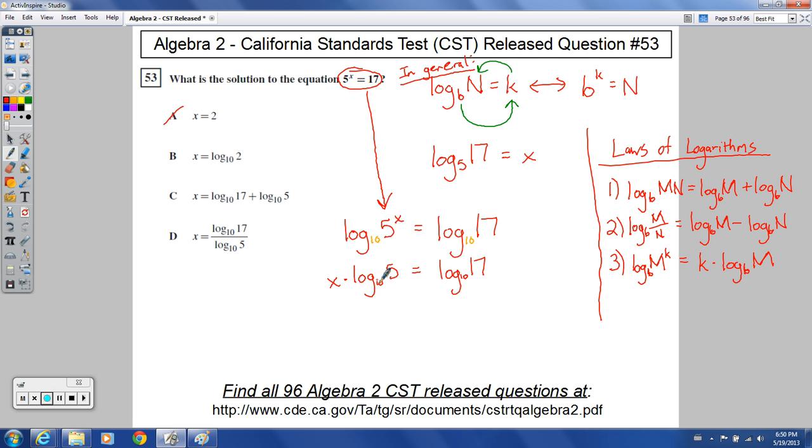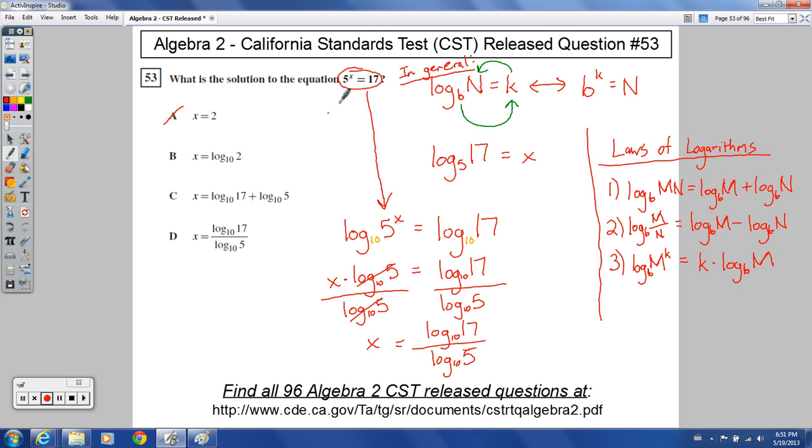From there, log base 10 of 5 is just a numeric value. You could get that by typing log 5 into a calculator and it would tell you exactly what it is. So really this is just some decimal times x. We can divide by that value on both sides of the equation, and just as if it were a coefficient, it would cancel out. So our final answer is what's left over: log base 10 of 17 divided by log base 10 of 5. We're not required to figure out what that actually equals as an approximation.